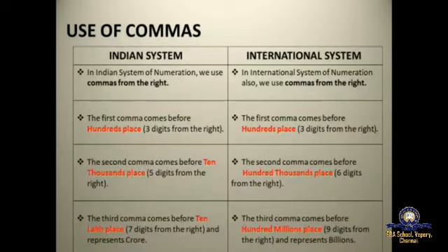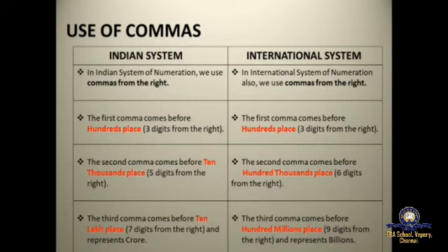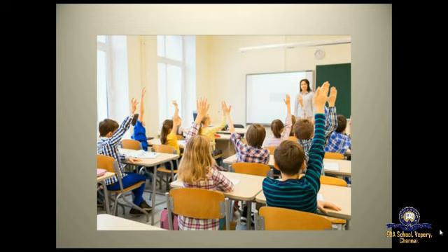Okay, students. And next, it represents the crore in Indian system. So after 7 digits from the right, you will get the crores and the 10 crores place. And in international system, after 9 digits from the right, you will be getting the billions place. Can you understand the difference between the use of commas in Indian and international system? It's very simple. Before we move on to the next topic, I'll give you a small scenario, students.